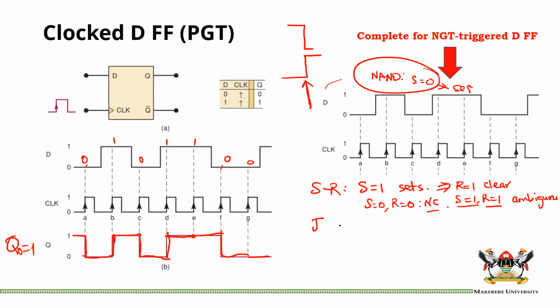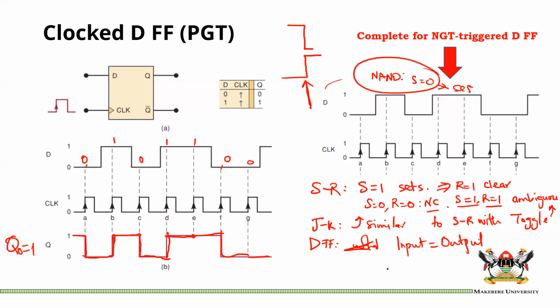As simple as that. When it comes to JK, I know it is similar to SR with toggle, and toggle applies to the ambiguous state. The rest is the same. I'm only removing the ambiguous state and adding the toggle state instead. And with the D flip-flop, what is at the input? I can say input equals output, but with a synchronous operation, of course. All of these have synchronous operation. So what I'm seeing at the input goes to the output. Whether it's a 0 or a 1, it goes to the output. That is the simplicity of the D flip-flop.